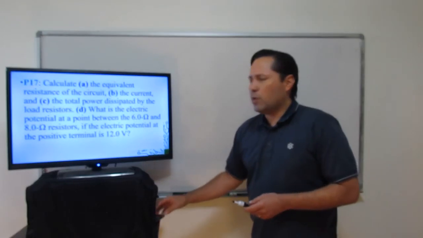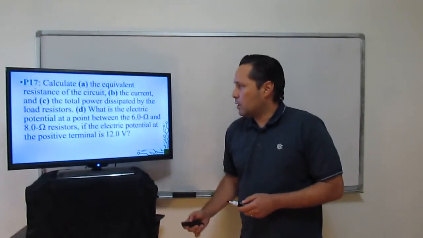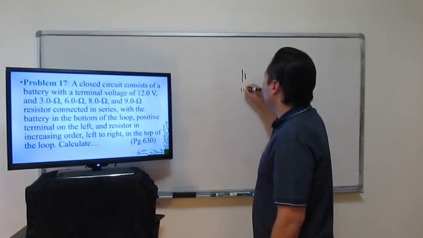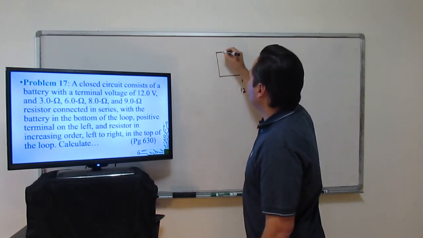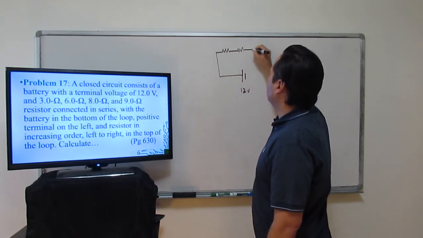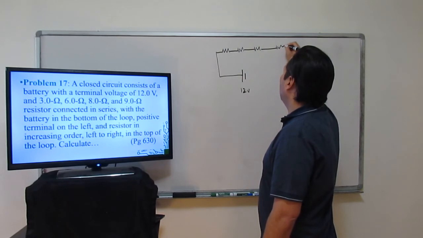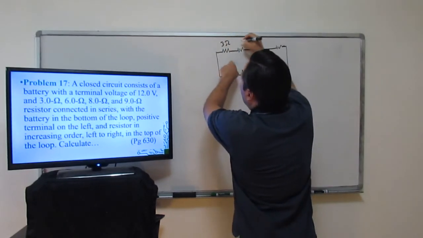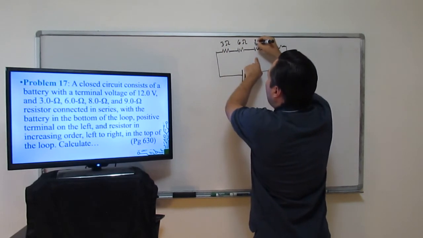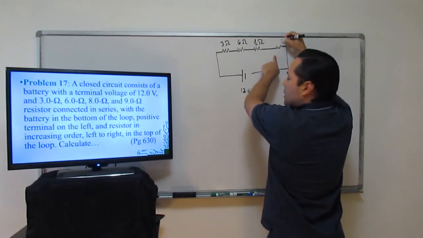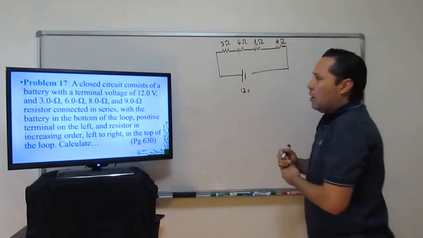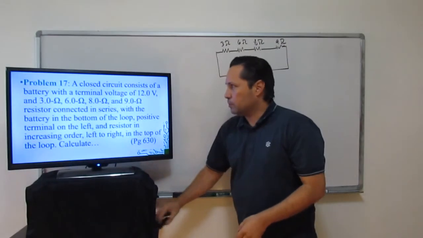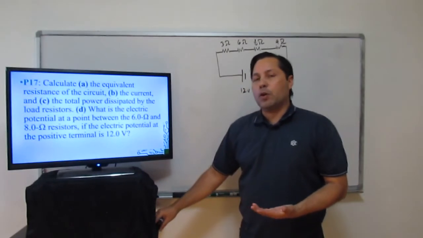Let's start with a quick drawing of it. Again, the voltage was 12, so I'm going to start with my battery. It's 12 volts. And let's put on there 1, 2, 3, 4, and let's connect the circuit. In order there were 3 ohms, 6 ohms, 8 ohms, and 9 ohms. So that is our setup. Positive current is going in that direction.